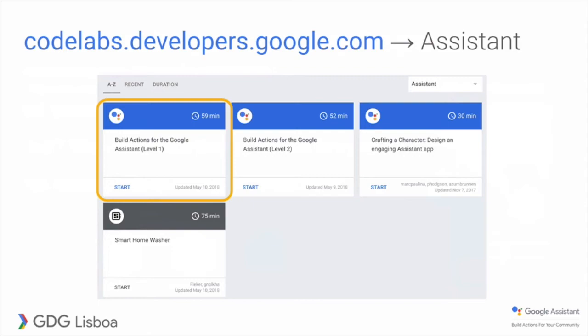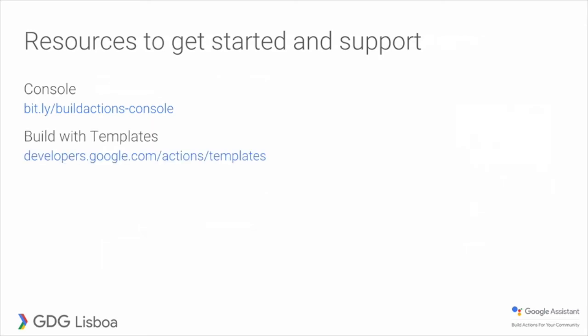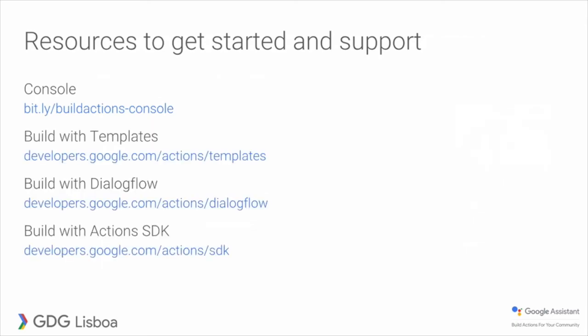I think talk more about that, and also how to get started. What else kind of resources we got? So we got the console, so you can go in the Build Your Actions console, explore it, look at the templates, look at the Dialogflow, have a look at all of that. You can go and build them with the templates, Dialogflow, or you can use the SDK.